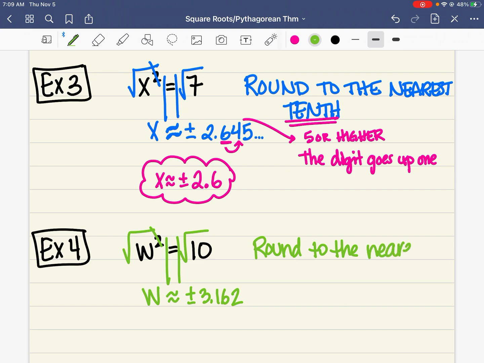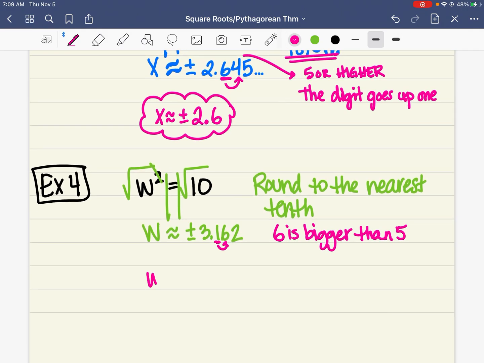By the way, it will always tell you which place value in the directions. So my directions are we're going to round to the nearest tenth. So that means I'm going to look in the tenths place. That's here at the 1. We're going to look at the number next to it. Ooh, 6 is bigger than 5, right? So that 1 becomes a 2. So the final answer is W is about equal to plus or minus 3.2. Okay, because the 6 makes it closer to 3.2 than it is to 3.1.